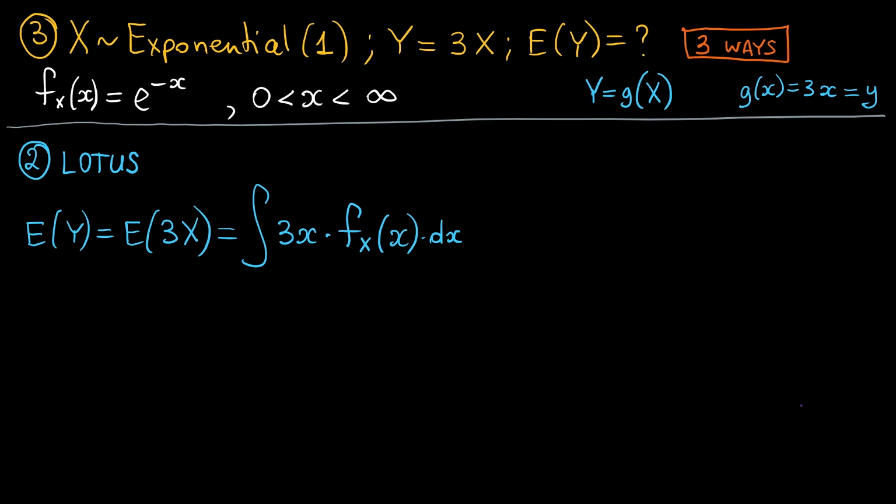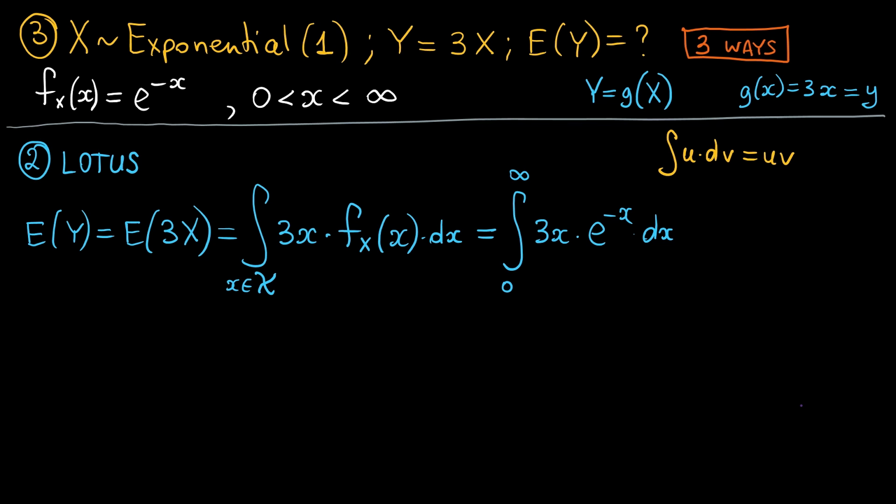Okay, and this will go over the support of x, which is nice because we do not need to derive the support of y like we did in the previous method. Okay, and let's just replace the PDF of x here with its value, e to the power minus x. And then what is the support of x? From 0 to infinity. Okay, this seems to call for integration by parts again. Put the formula here once more. Integral of u dv equals uv minus integral of v du.